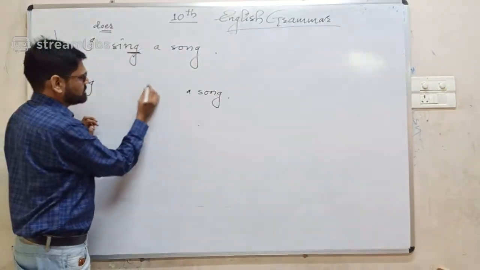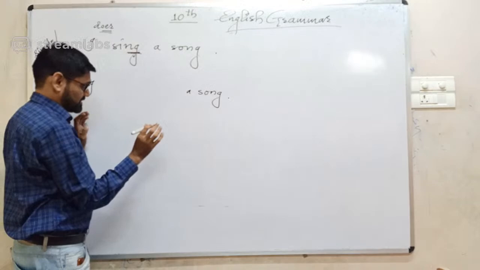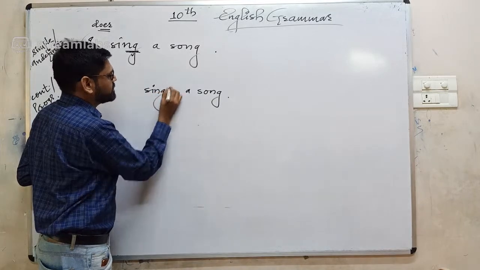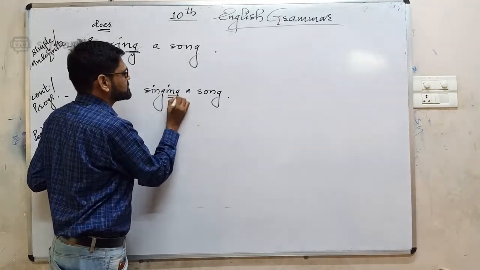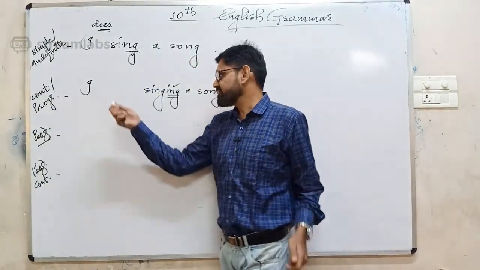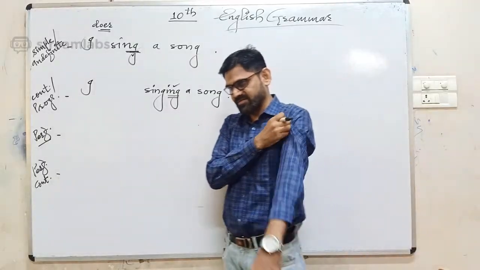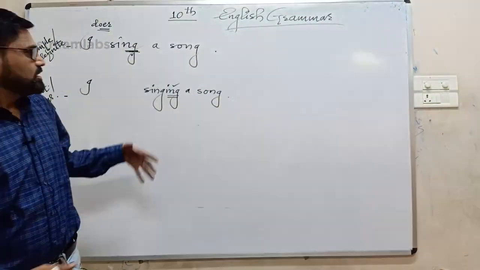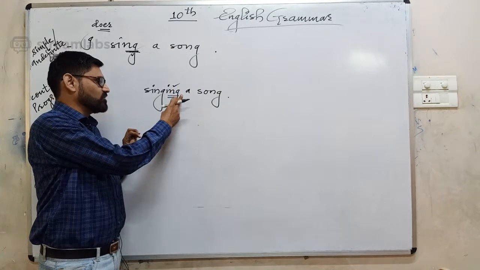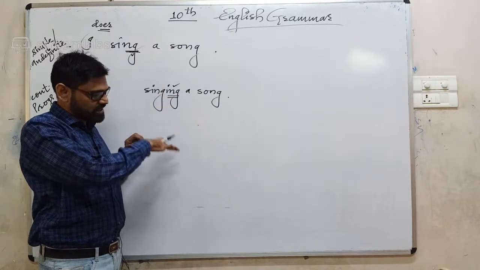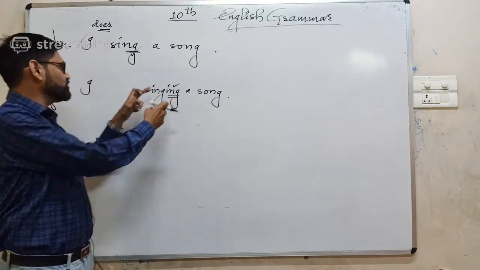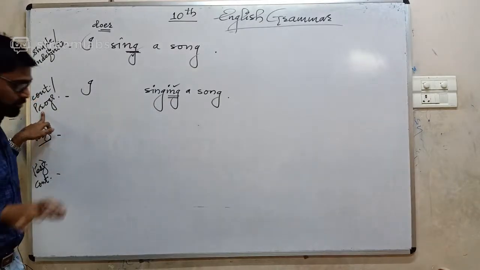Clear? Sing in continuous. Continuous ki pehchan. इसका आइडेंटिटी कार्ड आईएनजी, this ing can never be removed if it is continuous and progressive tense. Even when we study voice, if it changes its voice you can't remove ing. Even when we change its narration you can't remove ing. If ing is removed, it is no more continuous, it is no more progressive.